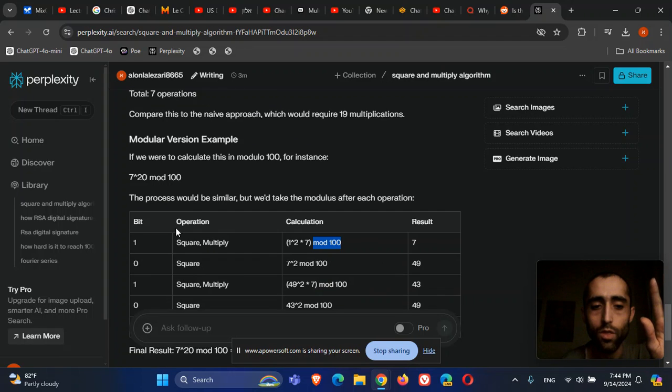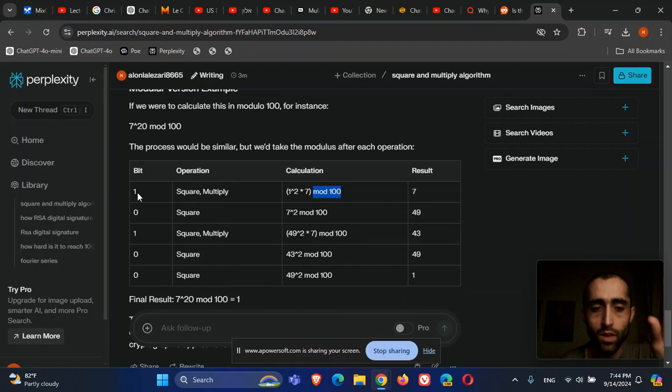We start with 1. When the bit is 1, square and multiply. When it is 0, just square. When it is 1, square and multiply. When it is 0, just square. When it is 0, just square. Let's start. Square and multiply: take 1, take it to the power of 2, and multiply by 7, and take it mod 100. We'll get 7 mod 100, which is 7.